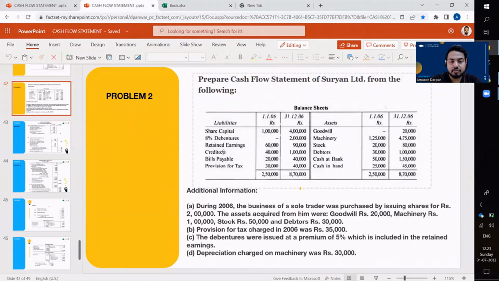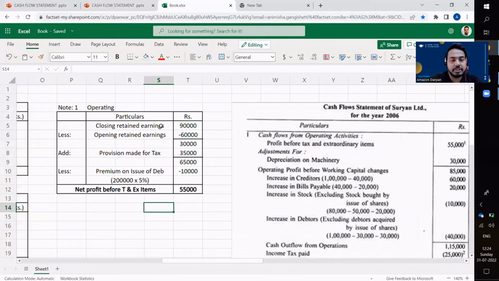The data which we have provided here is opening balance of retained earnings 60,000. 90,000 is the closing balance. This means that there is a 30,000 increase in retained earnings, right? So to compute that, we'll move on to our sheet. So we see that 90,000 was the closing retained earnings and 60,000 was the opening retained earnings. So 30,000 was the retained earnings for this particular year, right?